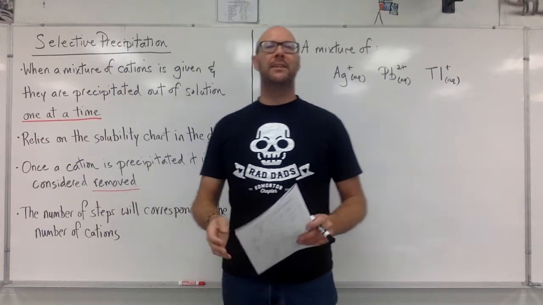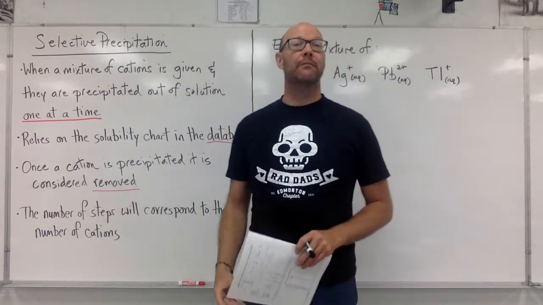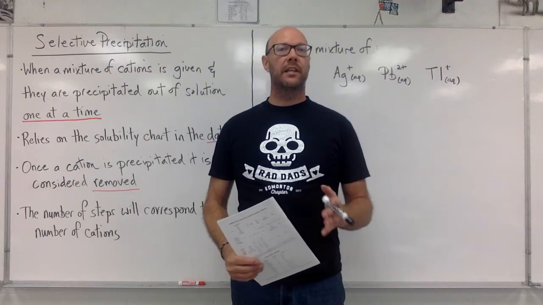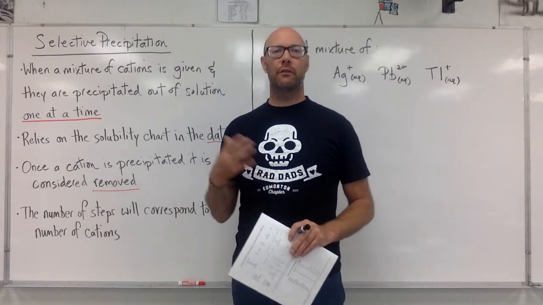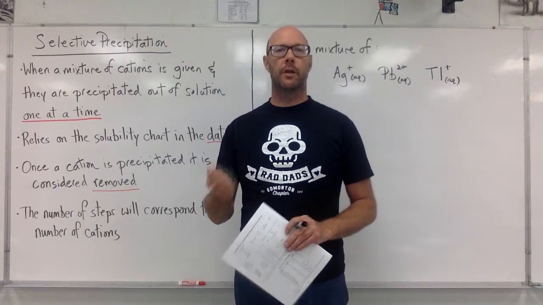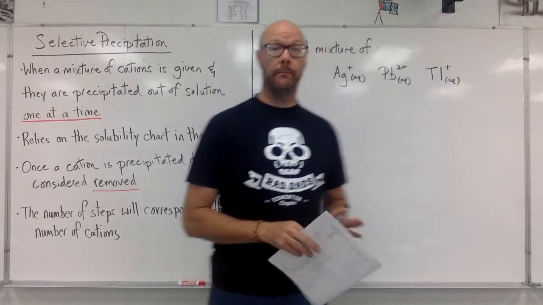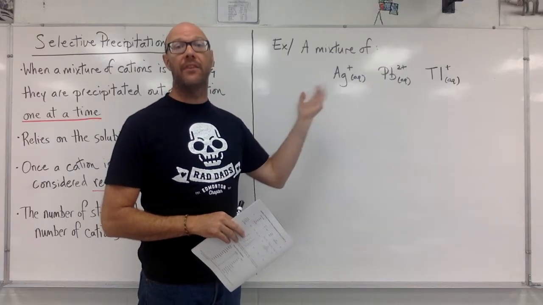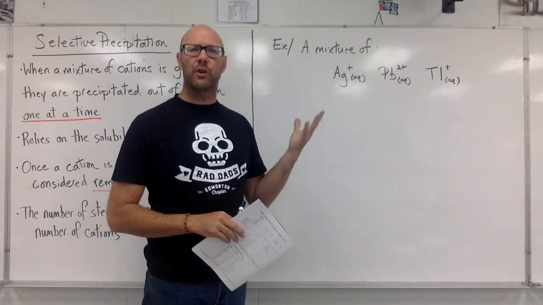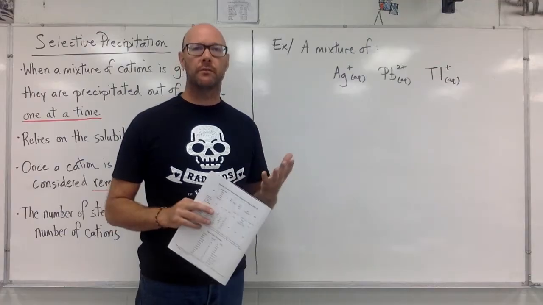Hi everyone. This is a look at selective precipitation. Selective precipitation is a style of problem where we have a mixture of cations given to us. Typically it's going to be three. Here's an example with silver, lead 2 ions, and thallium ions. A mixture of three cations most of the time.